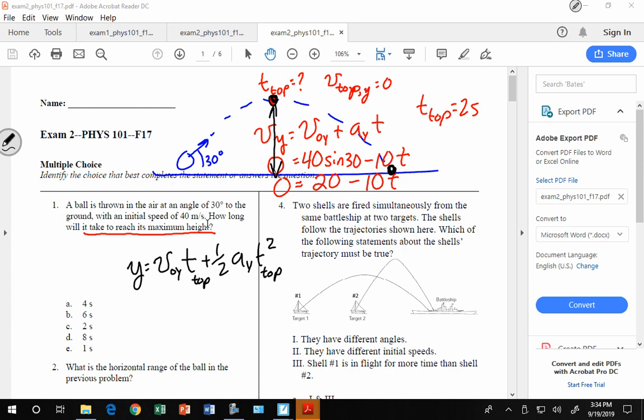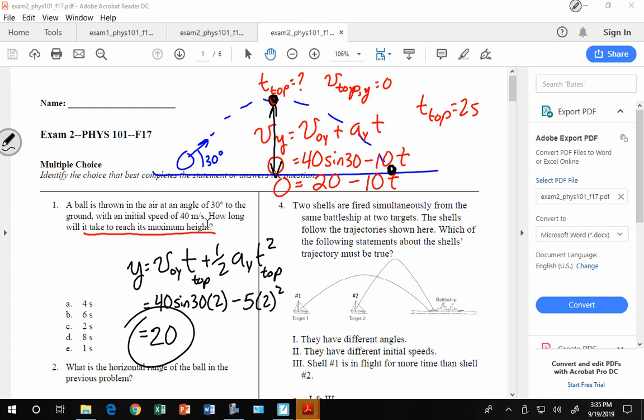So this is 40 sine 30 times 2 minus 5 times 2 squared. This pink calculator is terrible. If you're ever missing a calculator in your exam and I try to give you this one, say no thank you. So I get 20. Good. So that's the y height.